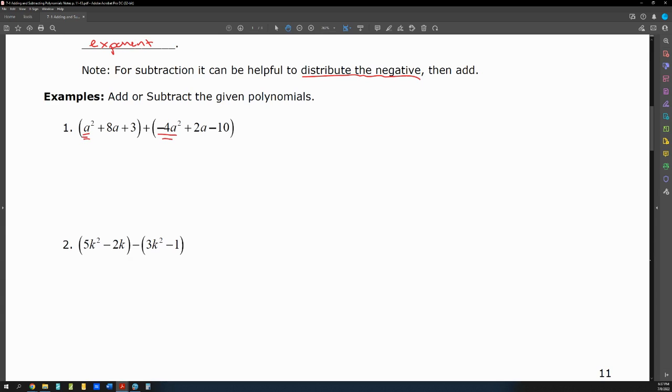I see an a squared and a negative 4a squared. When I add those together, I get negative 3a squared. Notice that the variable and the exponent do not change, only the number in front. Now we look at our a's. So we have 8a here and 2a here. That gives us 10a. And now our constants, a positive 3 and a negative 10, gives us negative 7. This is fully simplified and in standard form, so that's our answer.